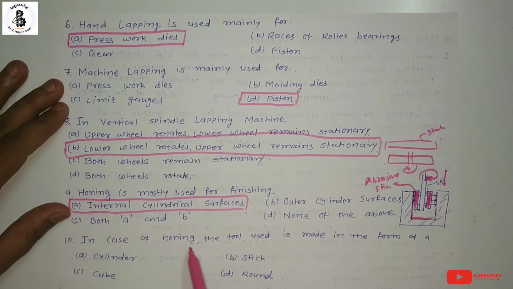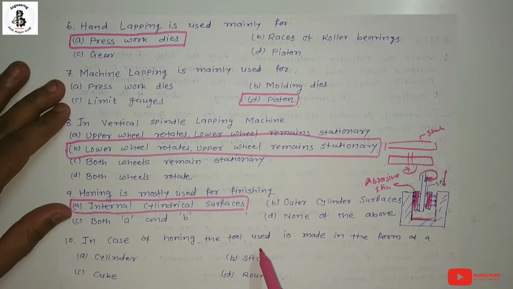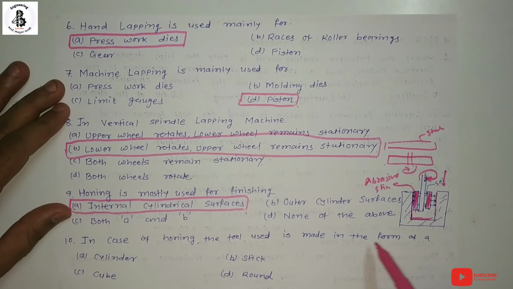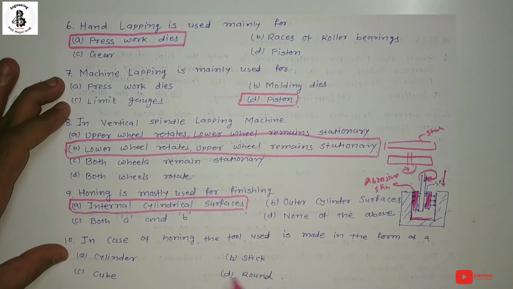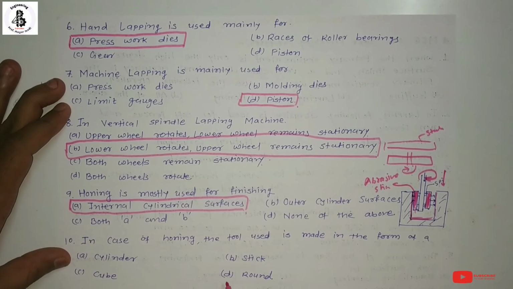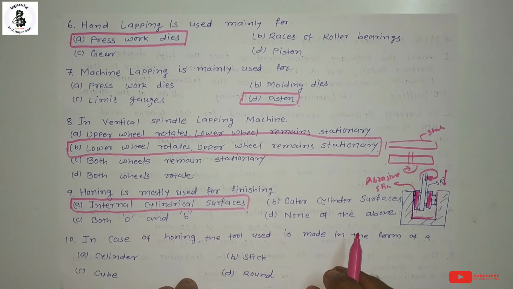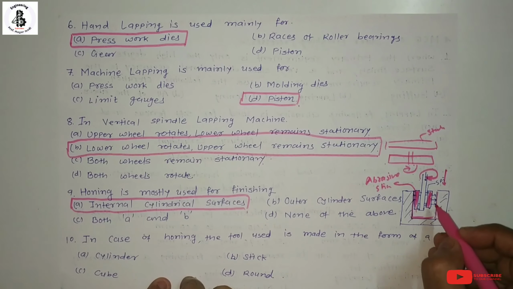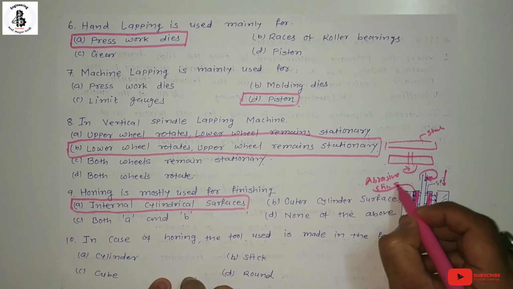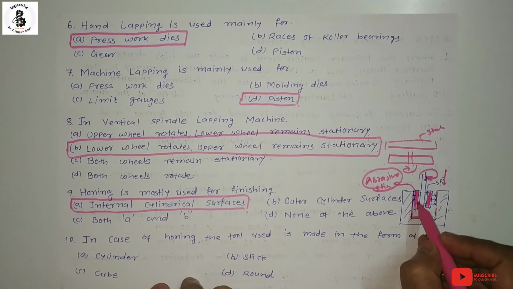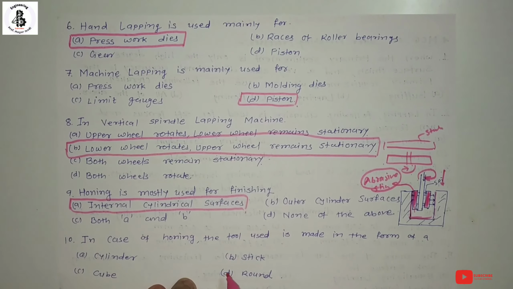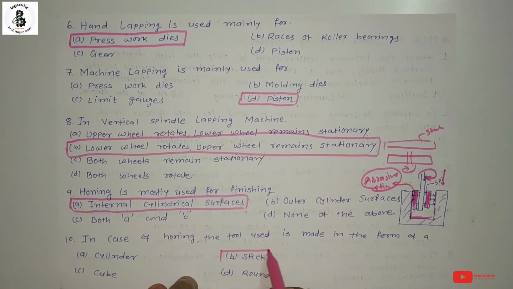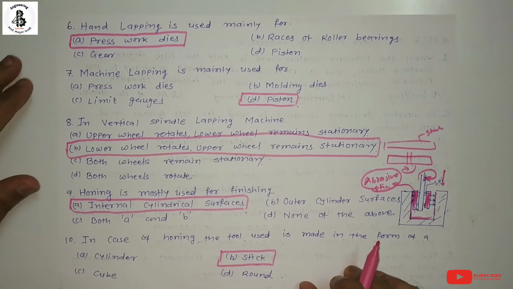In the case of honing, the tool used is made in the form of option A, cylinder, option B, sticks, option C, cube, option D, round. So as we already discussed, the abrasives are in the form of abrasive sticks, attached onto all the periphery of the tool. So the right answer is B, sticks. So it will always be in stick form.